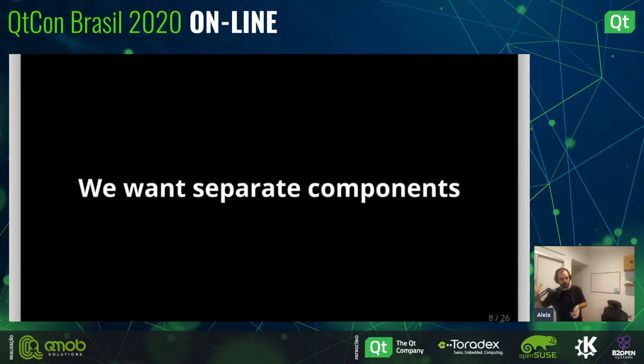We also want separate components. We want to be able to have different applications that do different things. And if one of them crashes, for example, it doesn't bring all of the system down, which would be super sad and would make our product unreliable.